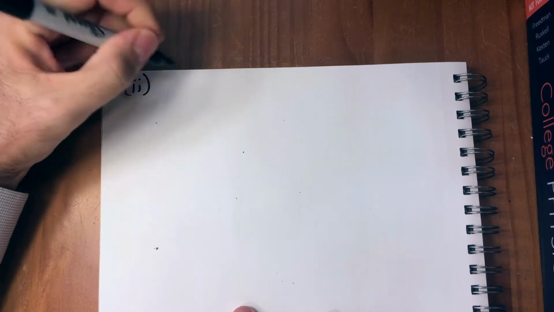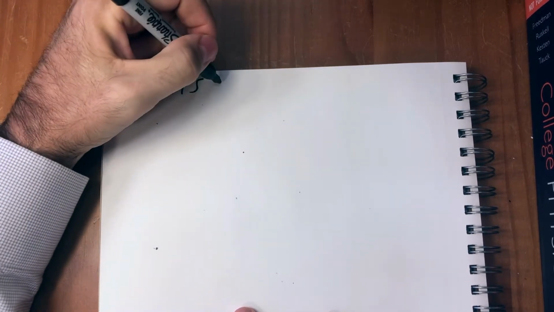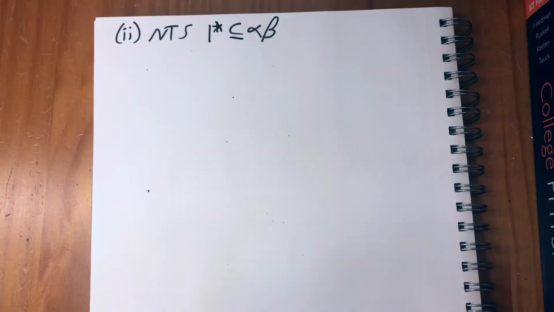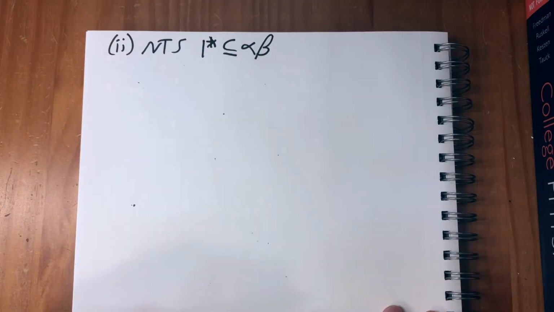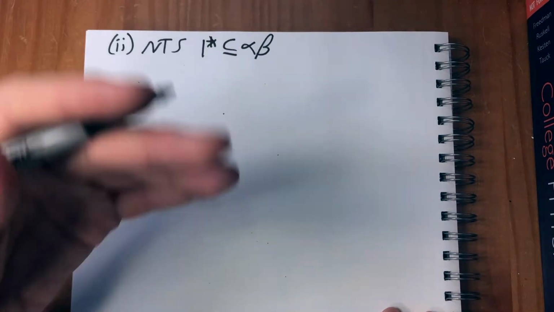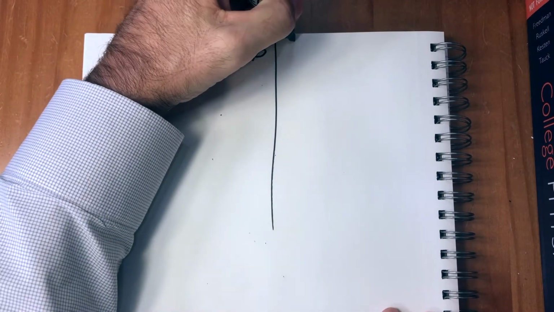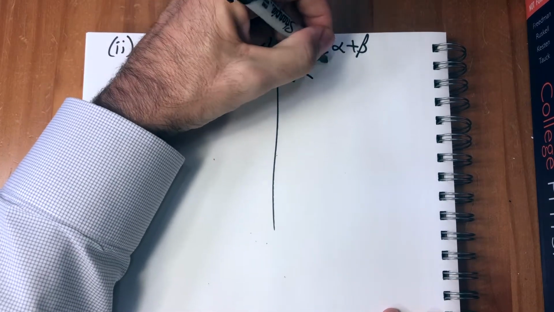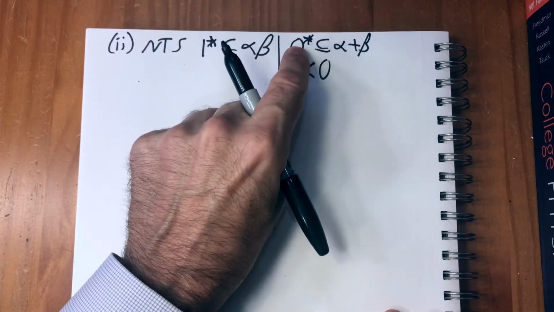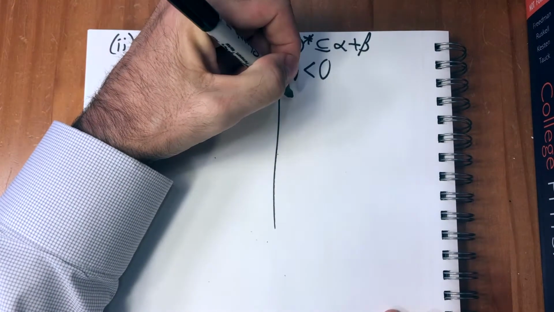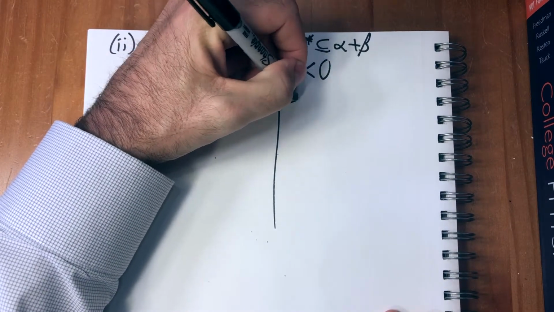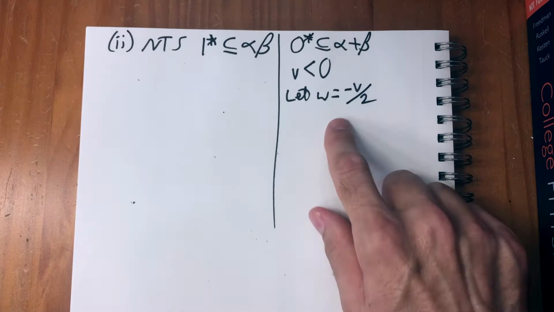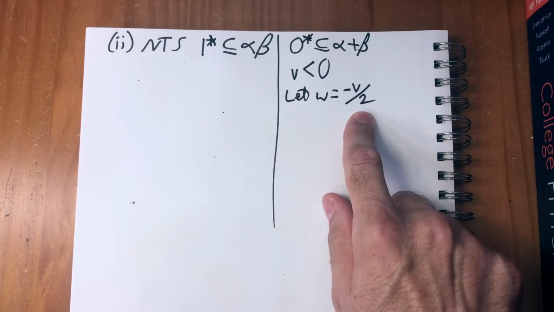So for 2, we need to show that 1 is a subset of alpha beta. So what we're going to do is try to mirror what we did with addition and see what happens. Remember with addition, the way that we proved that 0 was a subset of alpha plus beta was to take a v less than 0, in other words, an element of 0 star. Then we choose a w equal to minus v divided by 2, so in other words, the opposite of v divided by 2.